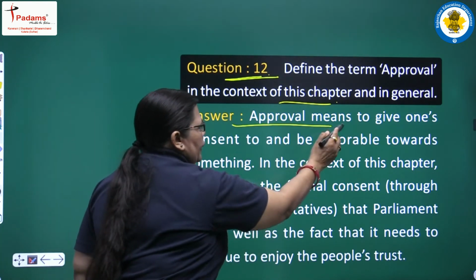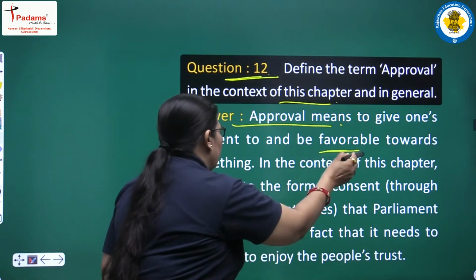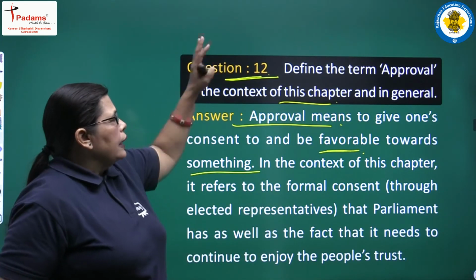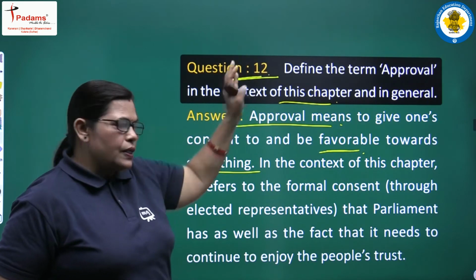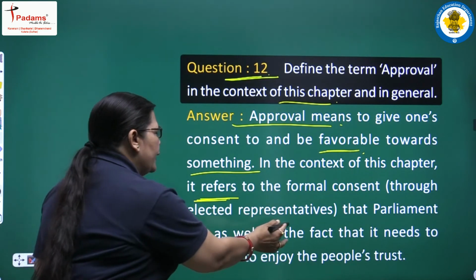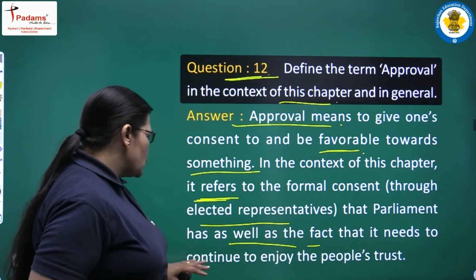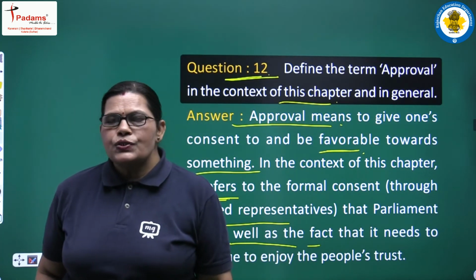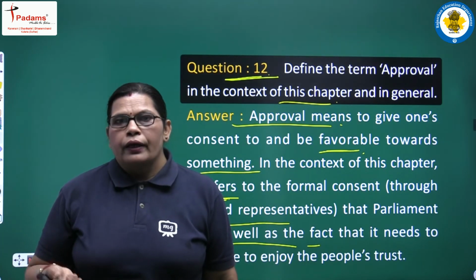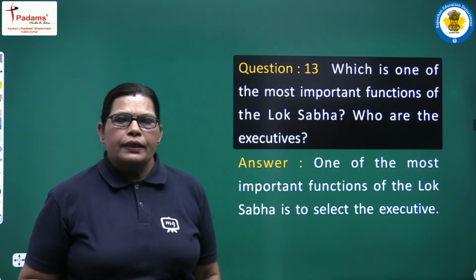Approval means to give one's consent to and be favorable towards something. In the context of this chapter, it refers to the formal consent through elected representatives that parliament has, as well as the fact that it needs to continue to enjoy the people's trust. So approval by the people in decision making, in controlling the government, in making laws. Everything is there with the help of the elected representatives.